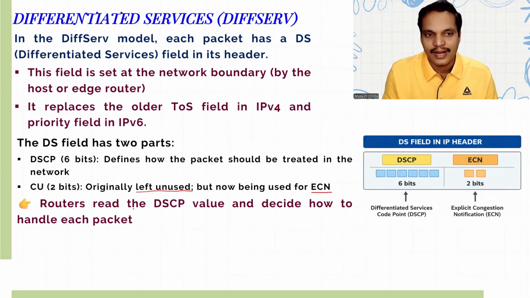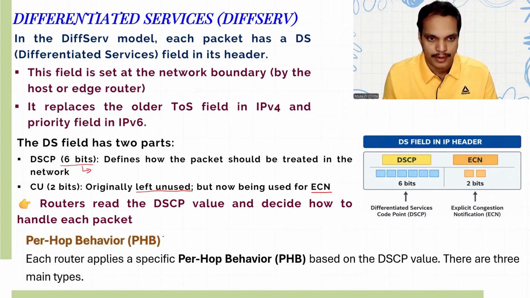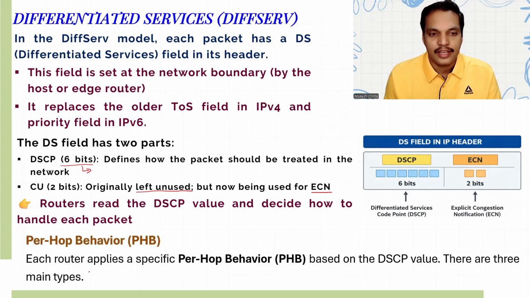So routers read this particular DSCP based on the 6 bits value and decide how to handle each packet. Here we come across something called a per-hop behavior. I'll tell you how it is linked to DSCP in a bit. But understand that each router now applies a specific per-hop behavior based on the DSCP value. There are 3 main types of PHBs.